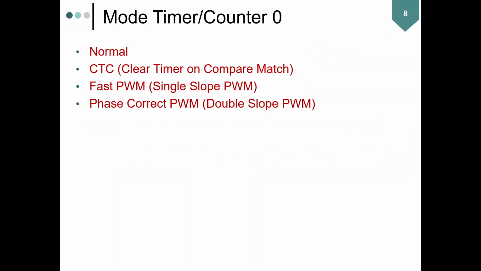Now, what are the modes in which the timer functions? One is the normal mode in which it just increments. Then there is the clear timer on compare match, in which case once the match has occurred, it clears the timer and restarts again. Then it has the fast PWM, single slope PWM mode, and then it has the phase correct PWM, which is also called the double slope PWM mode. So let's see them in detail now.